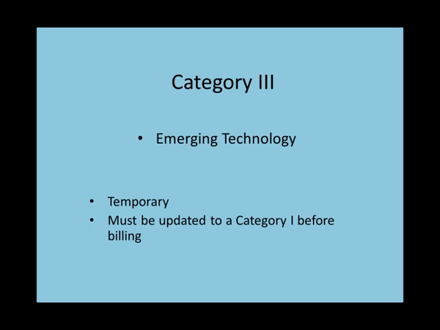Category 3. All right, so this is category 3. This is emerging technology. This can be used temporarily, but it must be updated to a category 1 before billing. Meaning that in case this is an emergency and the doctor needs to know some temporary information, the coder can go ahead and pull category 3 procedures, plug them in so the physician can see what was done or what needs to be done with the procedure. But then before anything is sent to the insurance company, the biller needs to pull category 3 back and update that to a category 1, which was the 6 main sections we talked about a couple slides back.